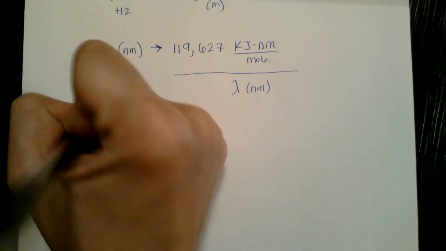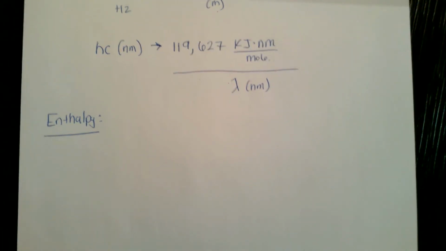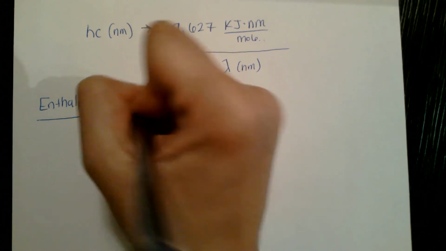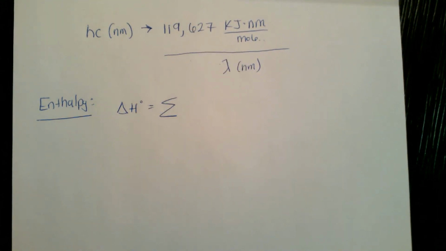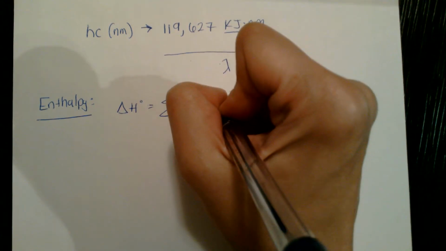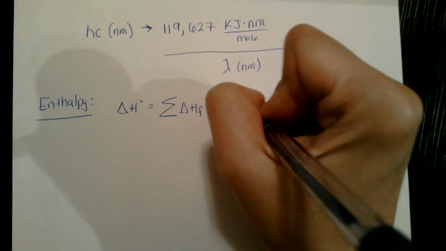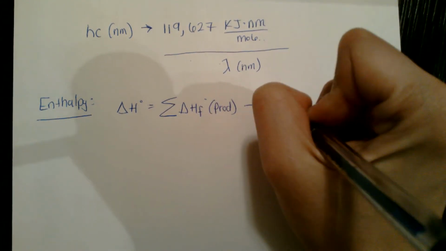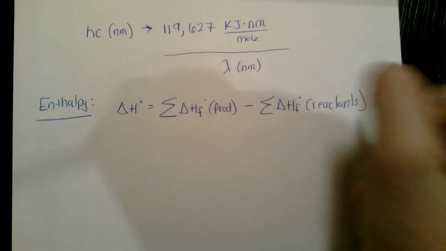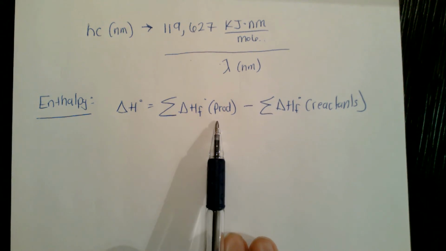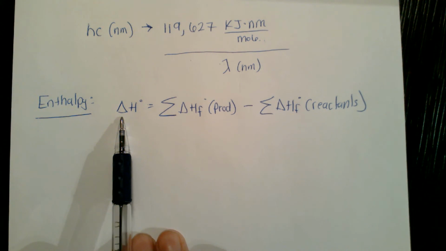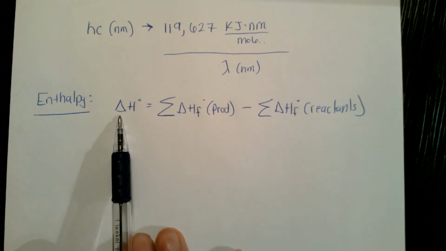Next thing, we're going to also look a little bit at enthalpy. Enthalpy is the energy change associated with a process. There's one we use for formation reactions: the formation of the products subtract the sum of the formation of the reactants. So the energy of the products minus the energy of the reactants gives you the energy change of a process.